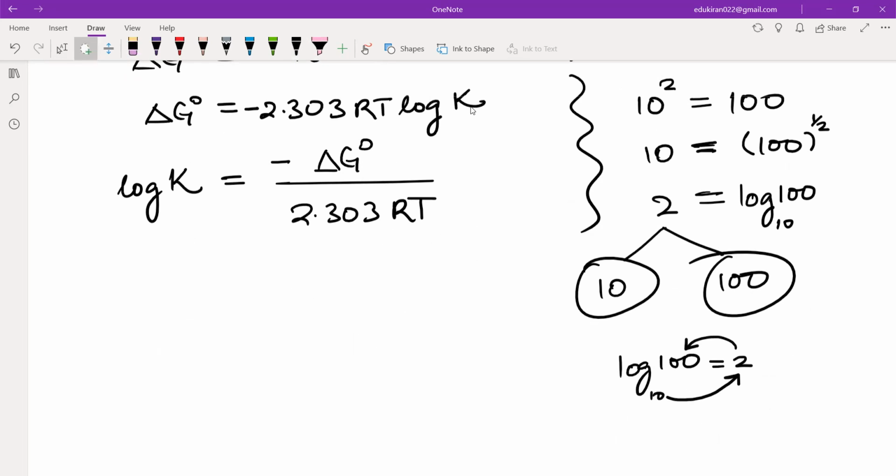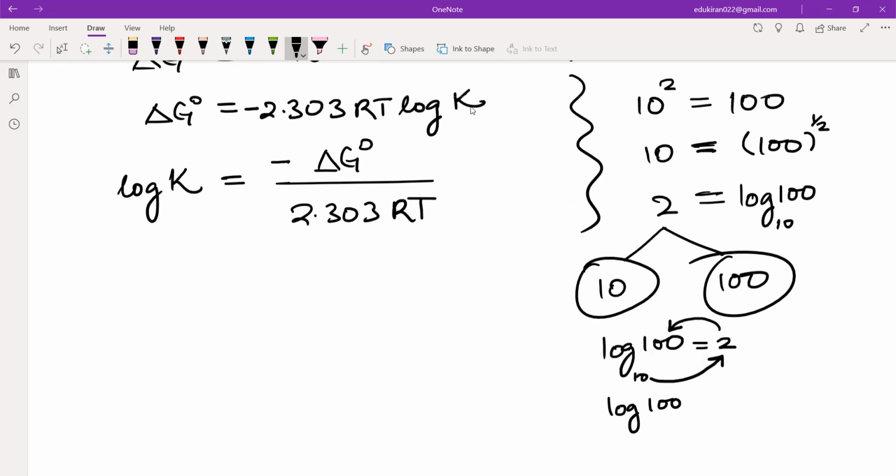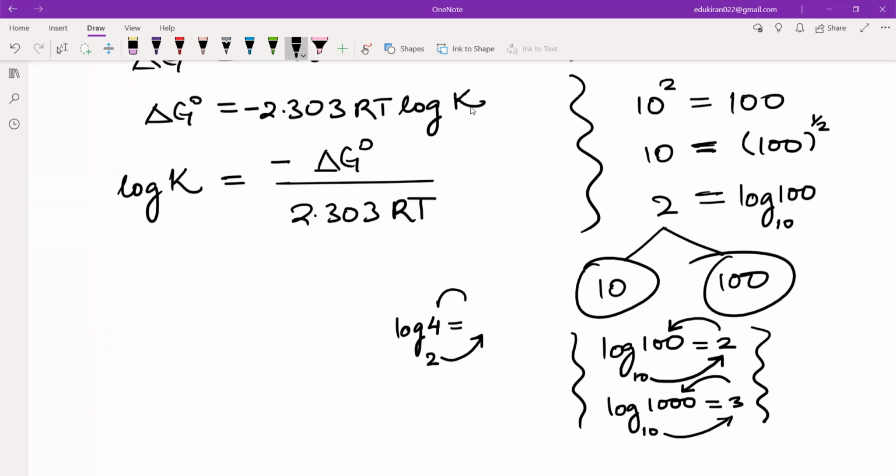All of you got it? Yes or no? So you have understood log now. Now tell me, log of 1000 to the base 10 will be how much? 10 to the power how much is equal to 1000? 3. So you have got log. Now let us say log of 4 to the base 2 is equal to how much? 2 to the power how much is equal to 4?